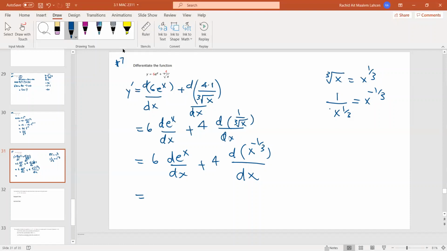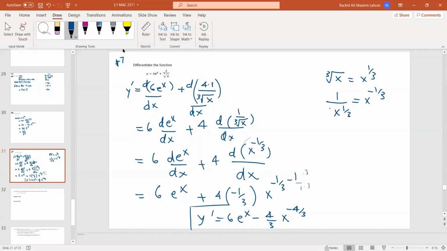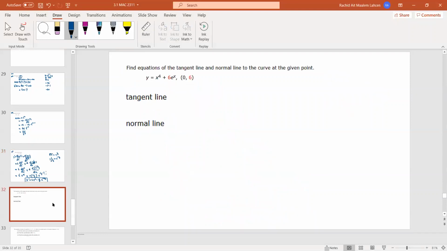So now for the derivative, it's going to be 6 times the same, plus 4. For this one, the power rule says 4 times negative 1/3 times x to the negative 1/3 minus 1. Minus 1 means negative 4/3. So it's 6 times the same, minus 4/3 x to the negative 4/3. I think this is okay. You can switch it back if you want to, but it should be okay for this one.